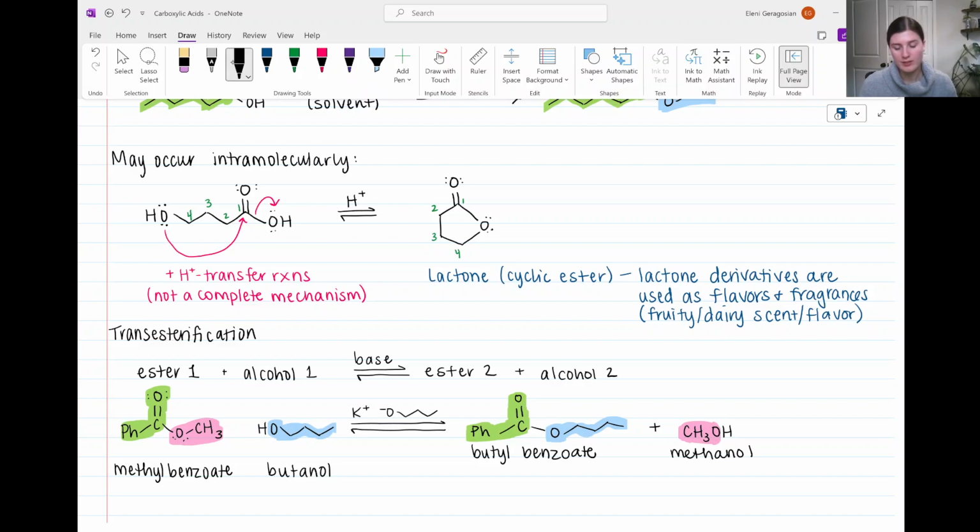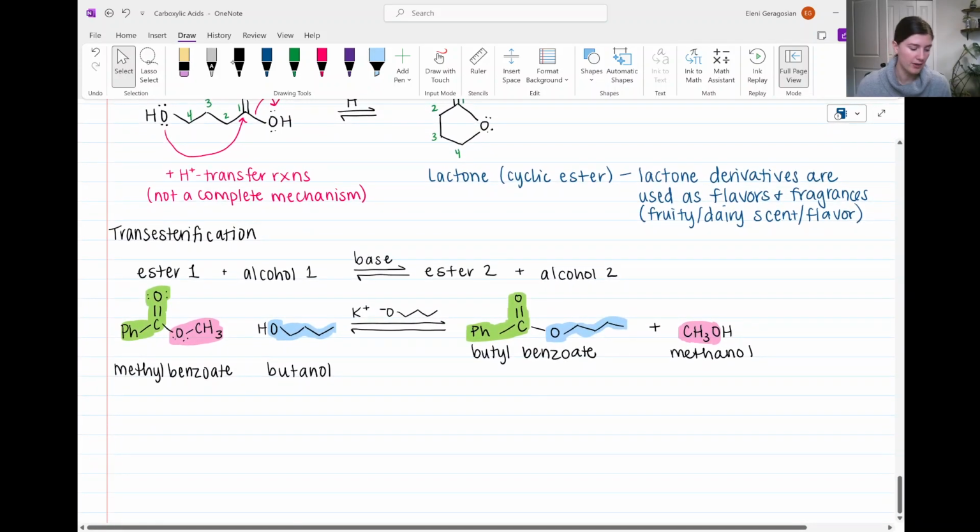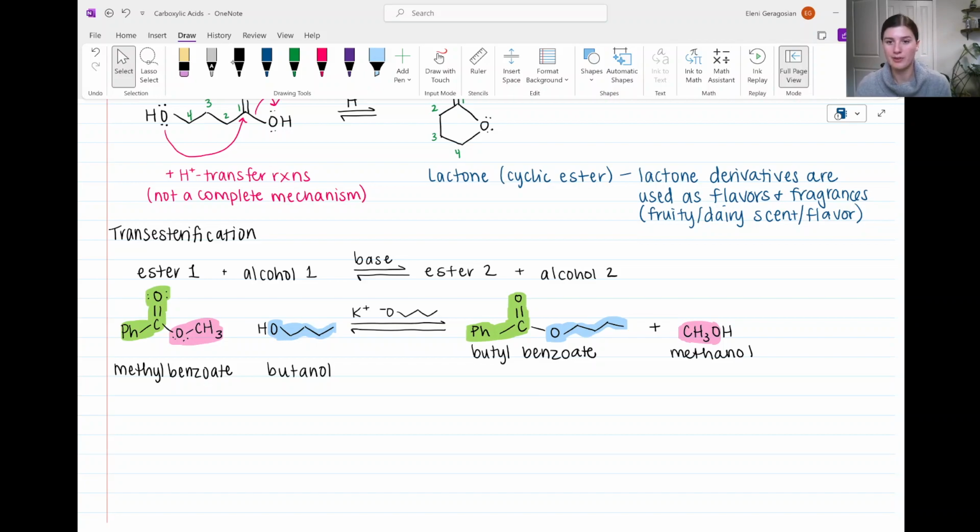Now this reaction, one ester, for the most part, isn't favored over the other. And so this reaction is driven forward by using excess butanol, in this case, so excess reagent, or distilling or removing the methanol product, so that second alcohol. So let's just write this down. One ester is not favored over the other.